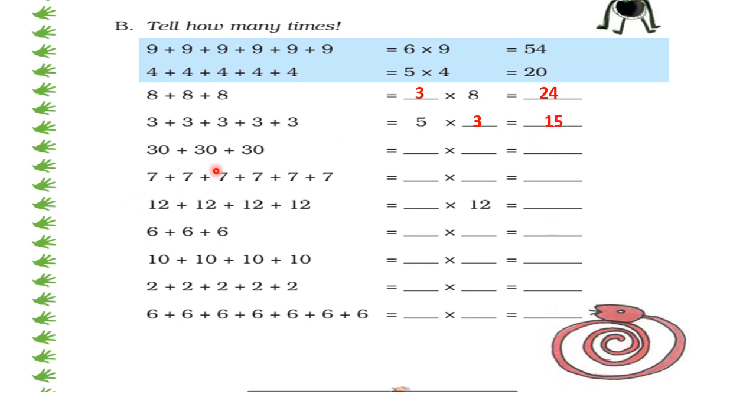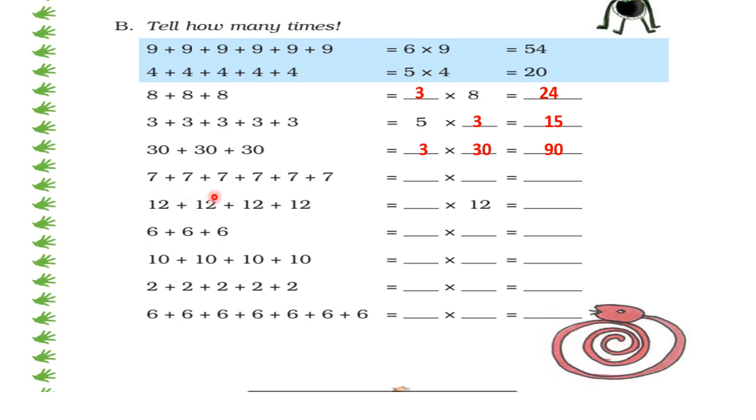The same way 30 plus 30 plus 30. How many times? 3 times. So let us write first of all 3 times, and which number we are adding? 30. So let us write 30. We don't know 30 threes, but we know 3 threes are 9, and we will put 0 after 9. So the answer will be 90.